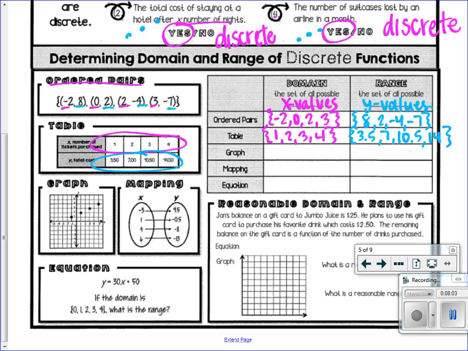If it's a graph, what's the domain going to be? So look at this graph over here. The x values from the graph: -1, 1, 3, and 5. And then the y values from those points: 1, 2, 3, and 4.